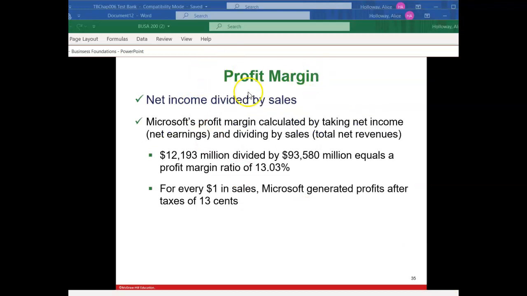Let's take a look at profit margin. Profit margin is really important as well. Net income is divided by sales. That's how you come up with your profit margin. And here's an example that talks about how Microsoft has a calculation associated with this information on developing ratios and what that ratio actually means.